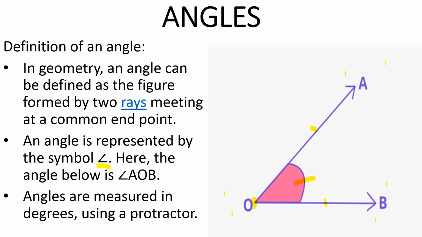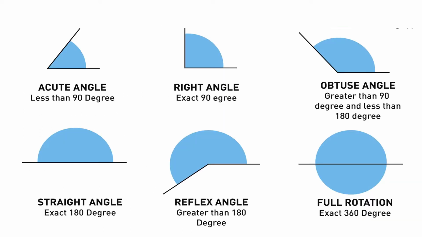Then we measure the angle with a protractor. Angles are measured in degrees. Now the complete angle: a full rotation is exactly 360 degrees. We can say it is the complete angle. So one complete angle is 360 degrees.